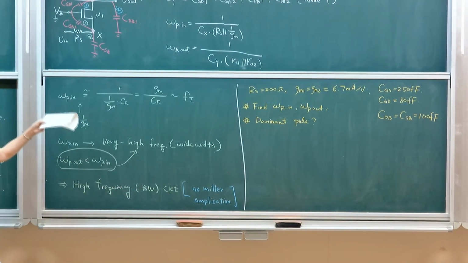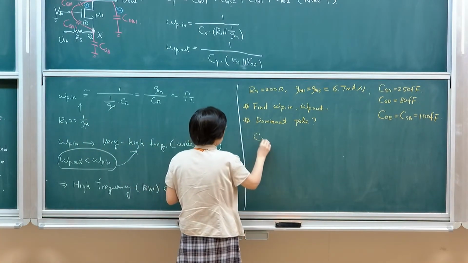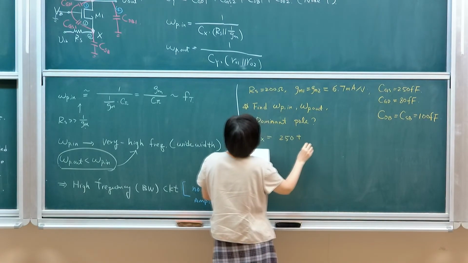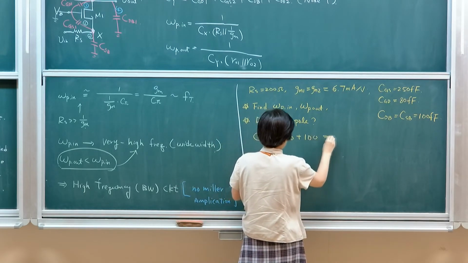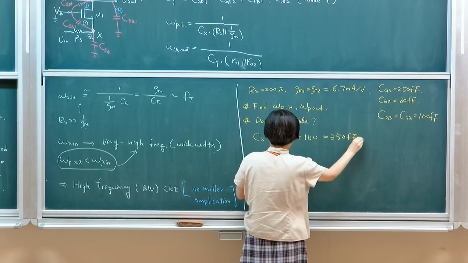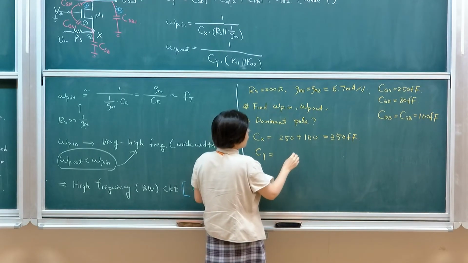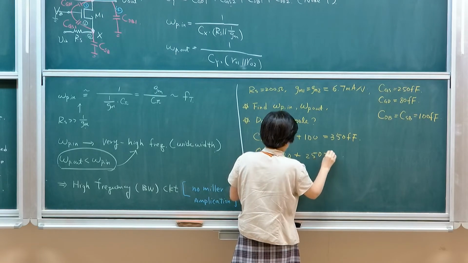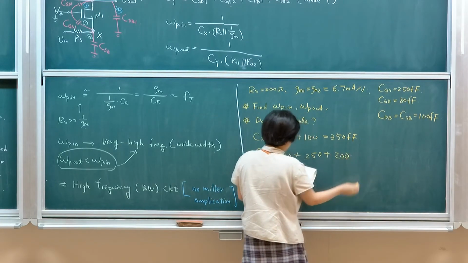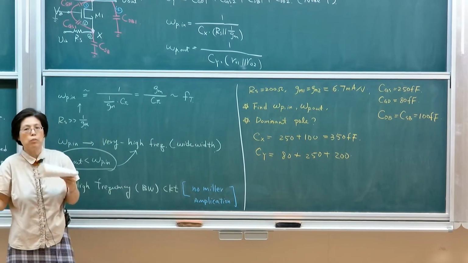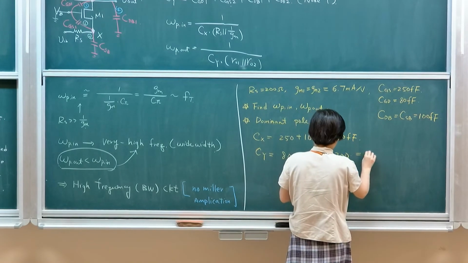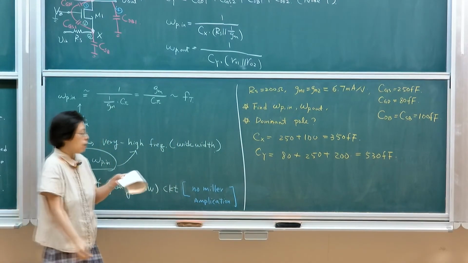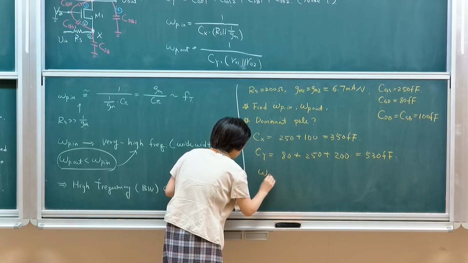First of all, we need to figure out what Cx is. Based on this equation, we know that CGS, 250, plus CSB, which is 100, will give us 350 femtofarad. And at the Y terminal, there's CGD, that's 80, plus CGS, that's 250, plus another 200, because there's two drain to body capacitances. So once we have these parasitic capacitances outlined, we should be able to find omega Pn.